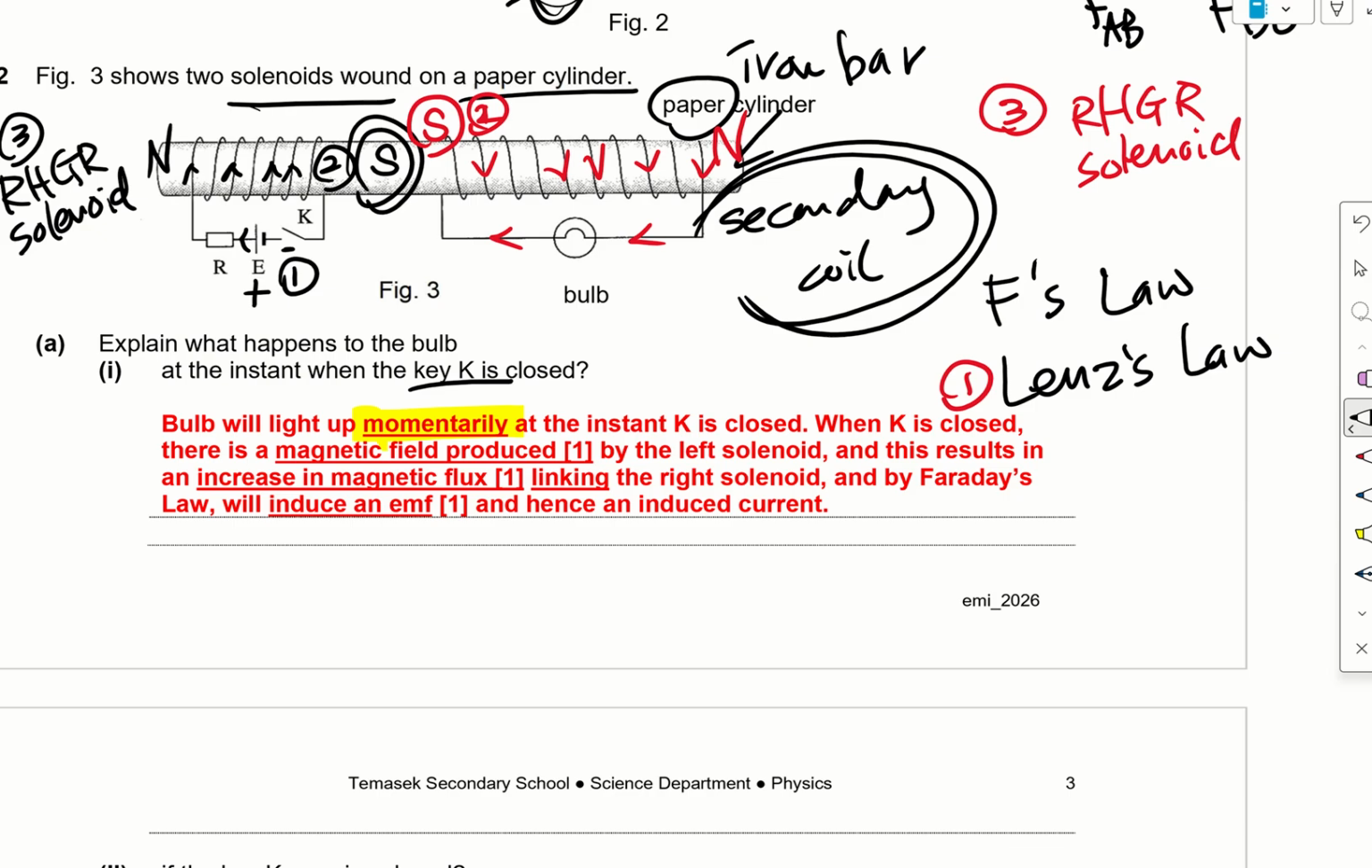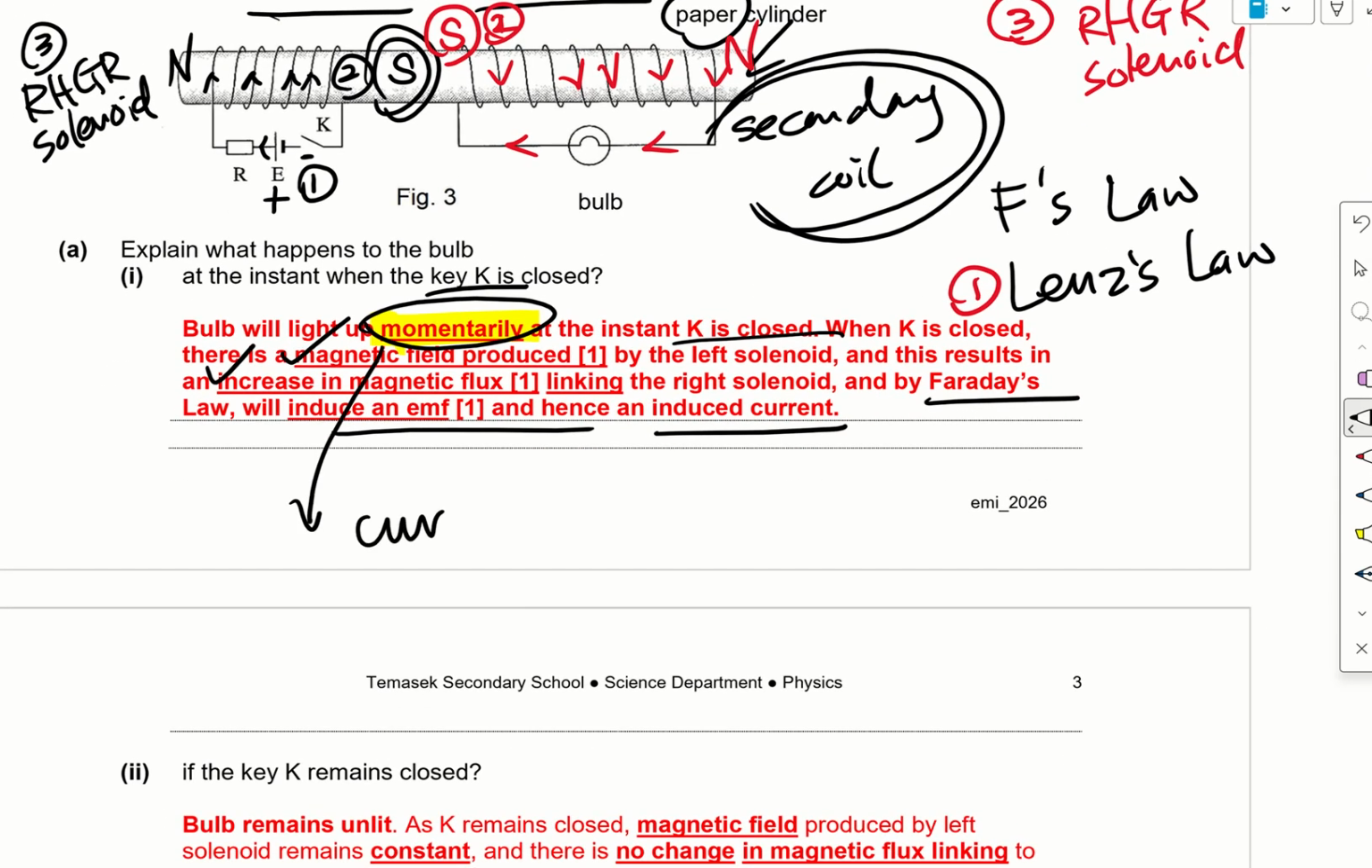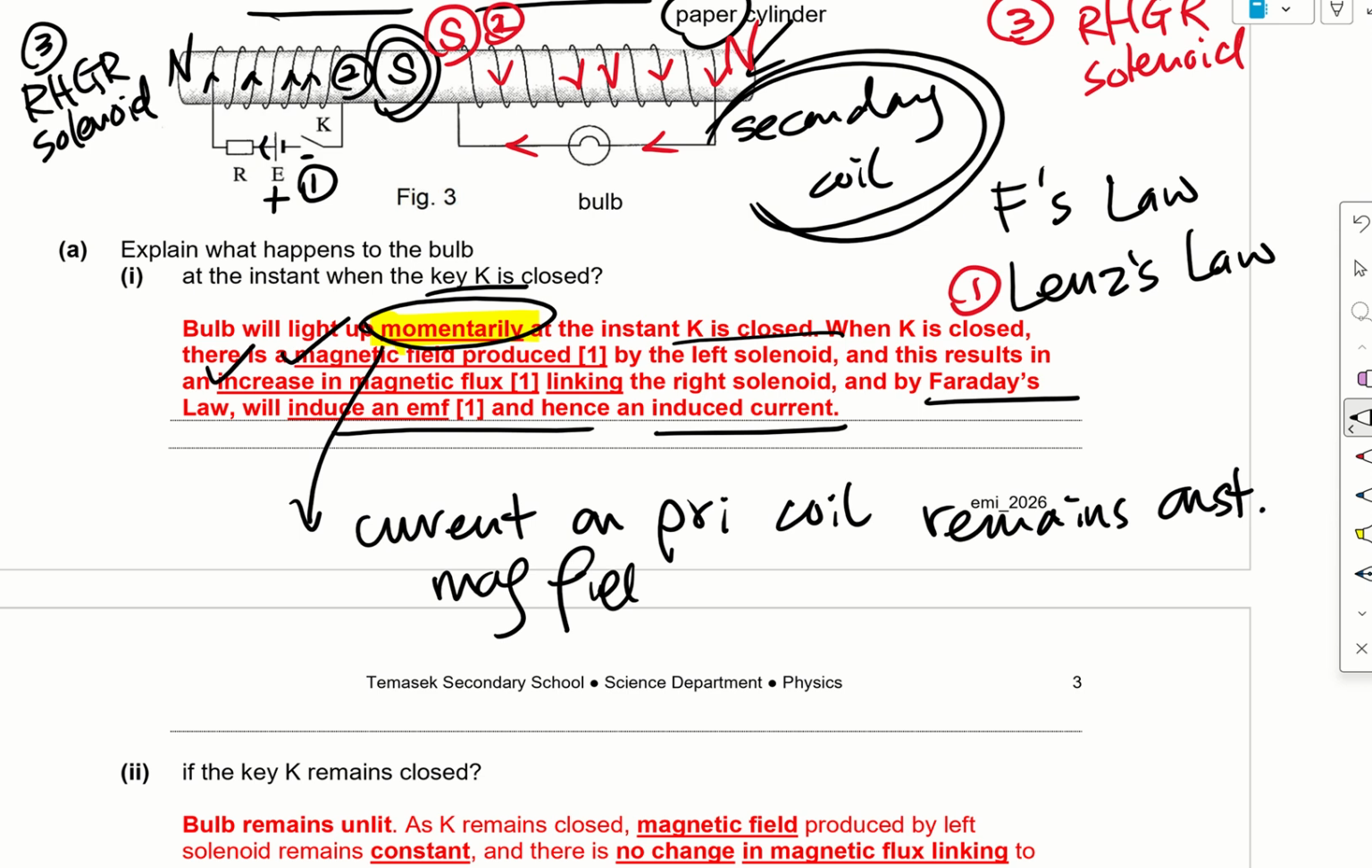We finish first. At the instant K is closed, there is a magnetic field produced by the left solenoid, and this results in an increase in magnetic flux linking the right solenoid, or it experiences a changing magnetic field. Okay, and by Faraday's law, it will induce an EMF and therefore an induced current. Why is it momentary? Because after that, the current on the primary coil remains constant. So there will be a magnetic field produced.